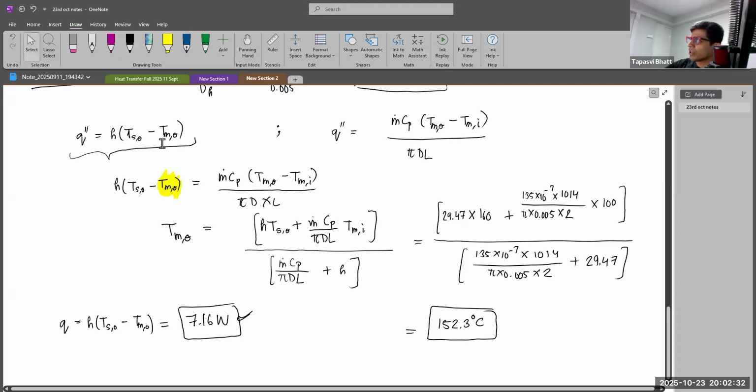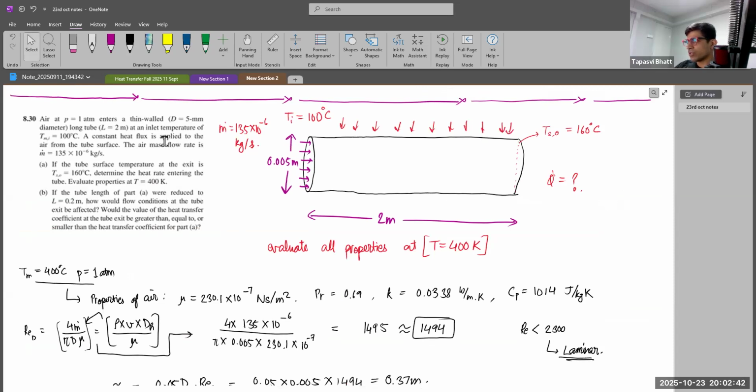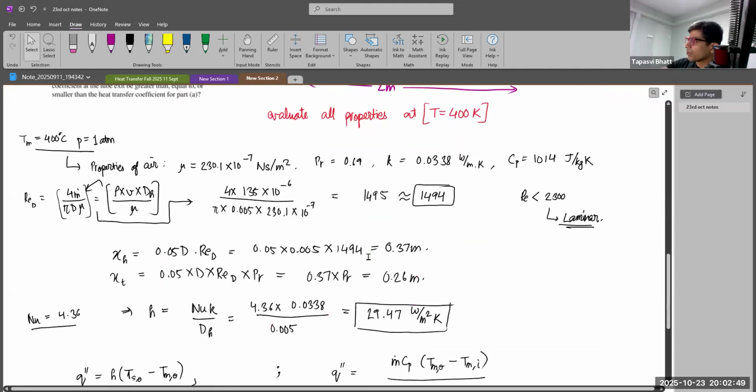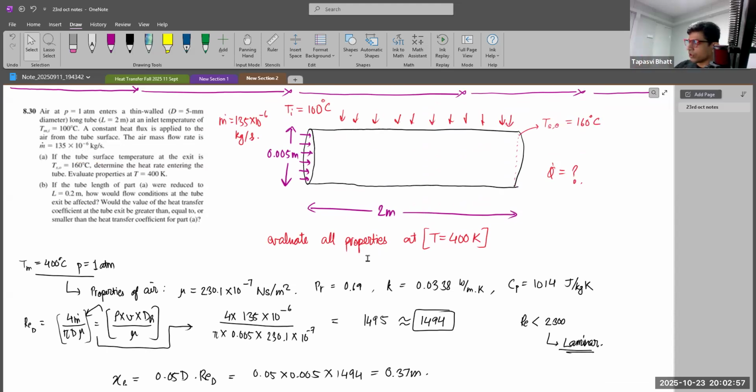There's a B part to the question as well. It says, if the tube length of part A were reduced to 0.2 meters, how would the flow conditions at the tube exit be affected? Okay, so the flow is not fully developed by then. Or is it? Let me see. Yes, 0.26 is the, so even the thermal boundary layer hasn't fully developed by the time the water reaches 0.2 meters. So would the value of the heat transfer coefficient at the tube exit be greater than, equal to, or smaller than the heat transfer coefficient for part A? What do you think?